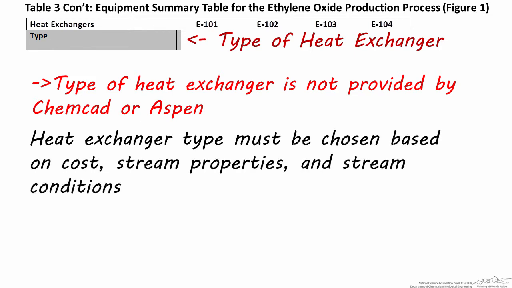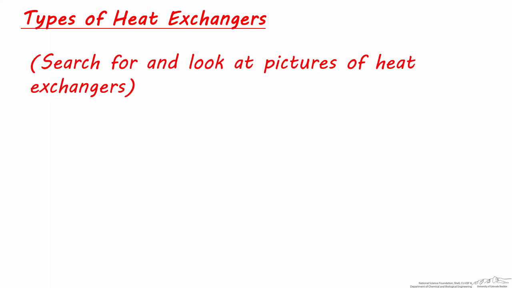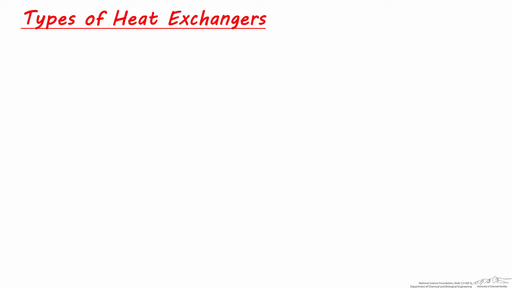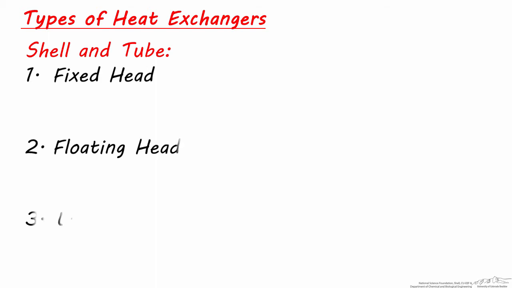So I'd like to give you an overview of the main choices you have for this type of equipment. There are 13 main varieties of heat exchangers you can choose for your process, and they each are most appropriate based on specific process requirements. Very briefly, I'll go through some of the main characteristics and options for each heat exchanger type. The most common type of heat exchanger used in the chemical process industry is shell and tube. There are three main types of large shell and tube heat exchangers: fixed head, floating head, and U-tube.